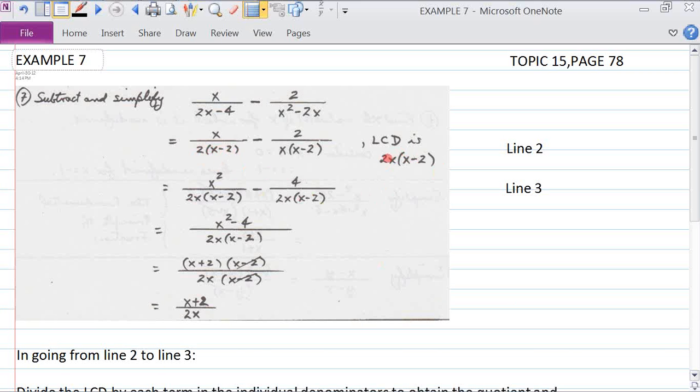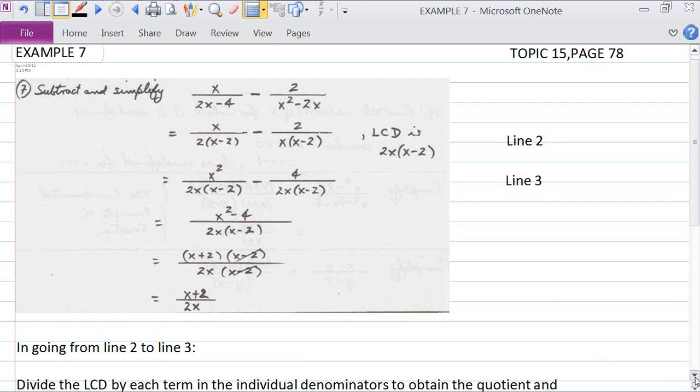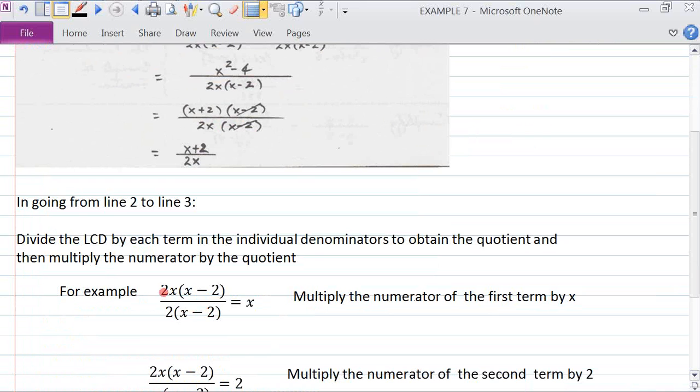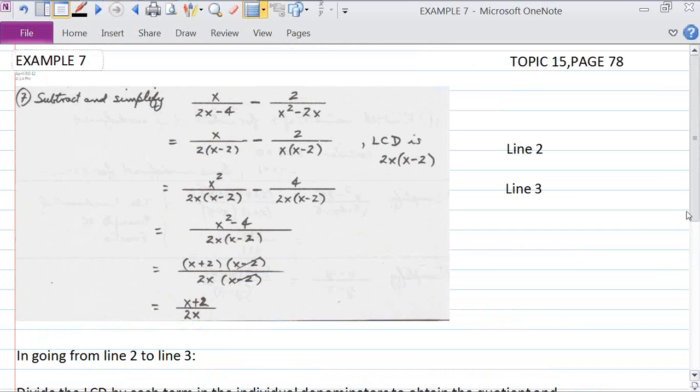Now I take this term, and I divide it by that. So just mentally take this, and divide it by that. And what's left over is x, and you're going to multiply this x by x squared. We can show that right over here. Here is the lowest common denominator. Here is the denominator of the first term. The x minus 2's cancel, the 2's cancel, and I'm left with x. And I multiply the numerator by this term x, and that's why I get x squared.